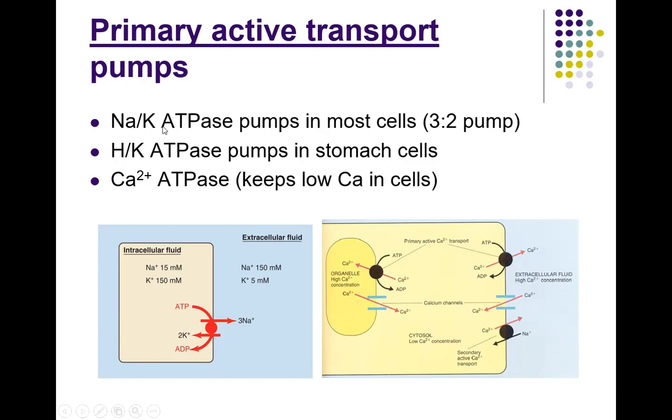The sodium potassium pump is in most cells. You also see things like the hydrogen potassium ATPase pumps, found in the stomach, where there's an exchange of potassium and hydrogen. There are also calcium ATPase pumps, which help keep a low level of calcium in the cell. Here we can see calcium being pumped out of the cells. These are all considered primary active transports. Like I said, the ATP molecule attaches directly to that pump and helps change the shape of that molecule to pump things into or out of the cell.